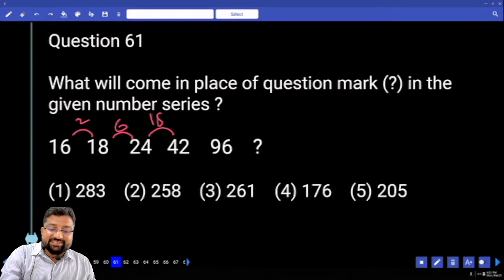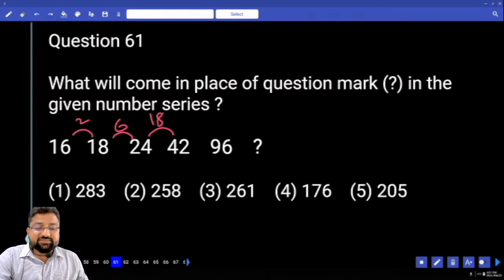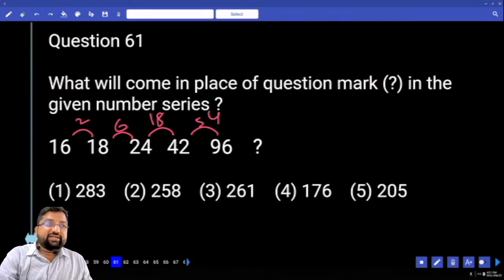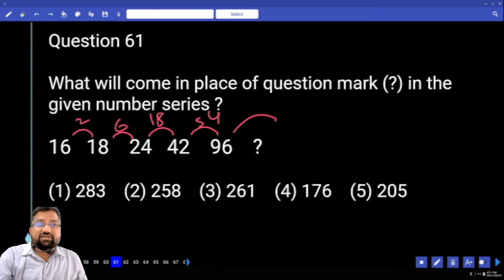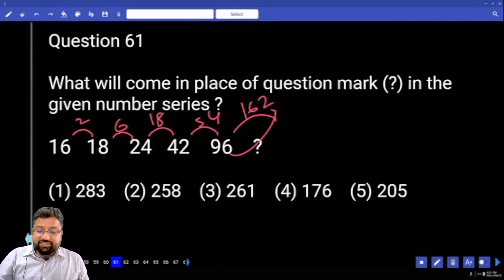How much is this? 18. 2, 6, 18. 2 multiplied by 3 is 6. 6 threes are 18. Difference here is 54. 18 threes are 54. So the difference of differences is multiplied by 3. Next is how much? 54 into 3. How much is this? 162. The units place will be 8. There is only one option ending with 8.